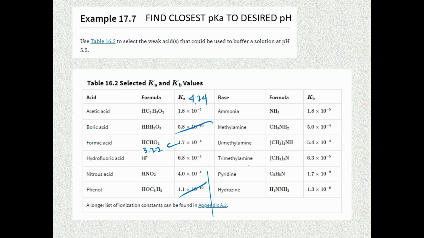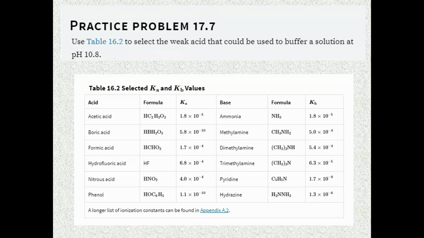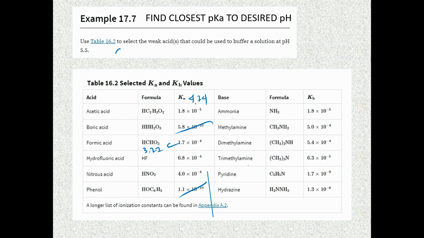Is that making sense? Okay, so I want the exponent to be possibly 1 greater than the pH.